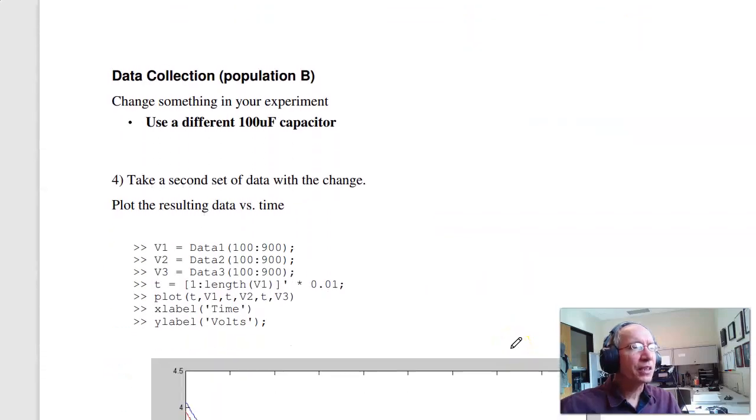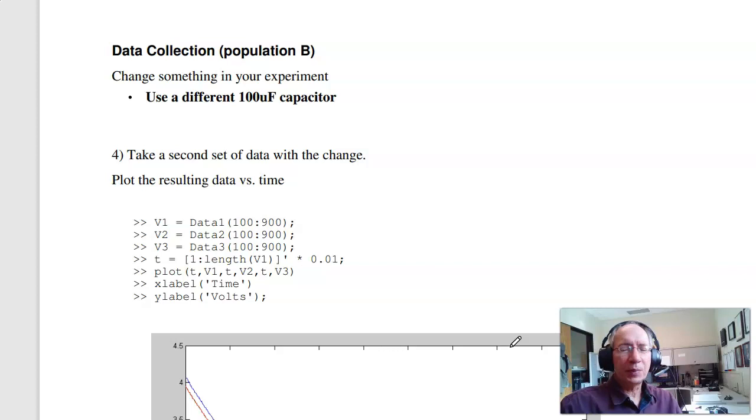That was the first set. Now, do something different. What I did is I took out that capacitor, put in a different one. So it's also a 100 microfarad capacitor from the same bin from Jeff, but using a different capacitor. Now what do I get?